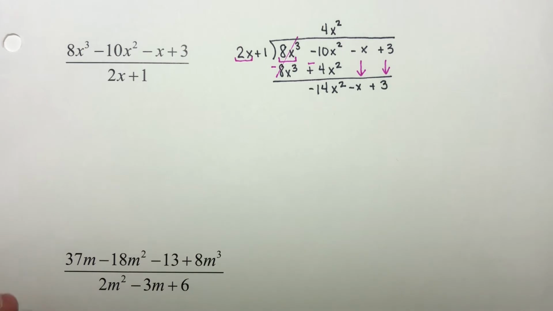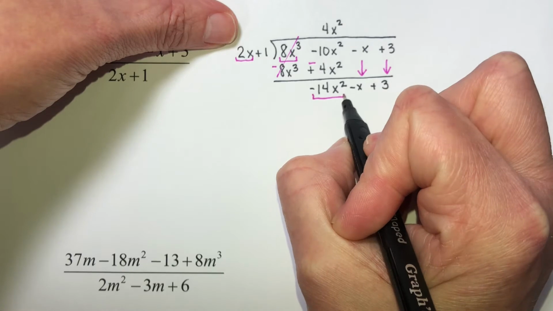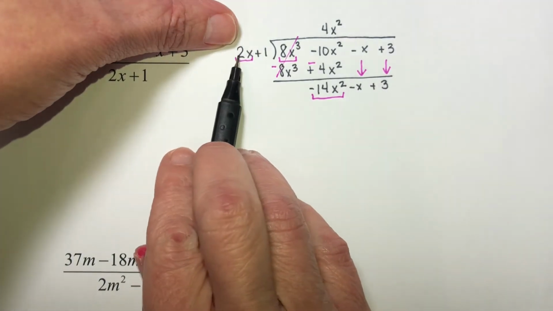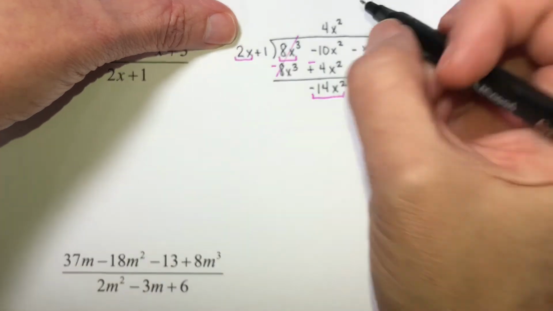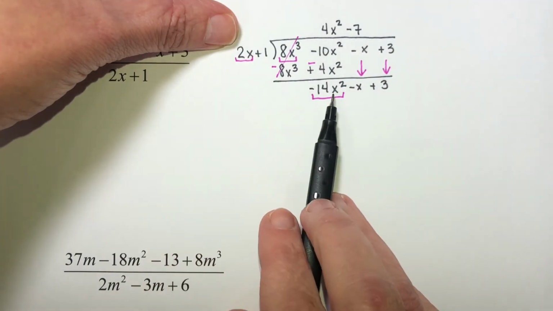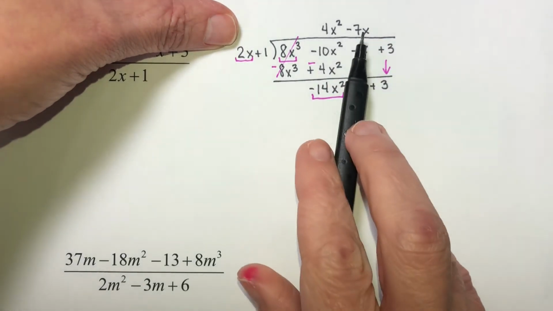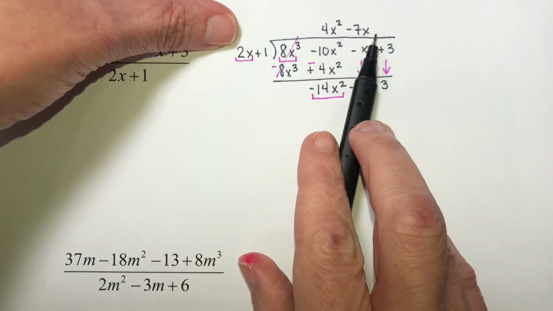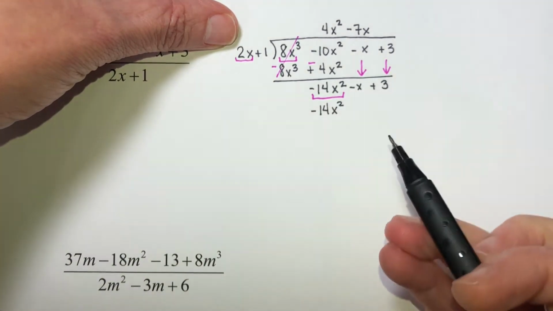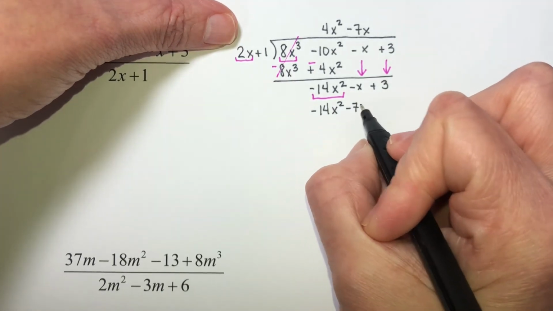anything wrong. Okay, so I want this 2x to become a negative 14x squared. To multiply, I need to multiply the 2 by a negative 7 to get to negative 14. Here I have an x, here I have an x squared, so I need one more x in there. Distribute the negative 7x through here. Negative 7x times 2x is negative 14x squared. Negative 7x times 1 is negative 7x.